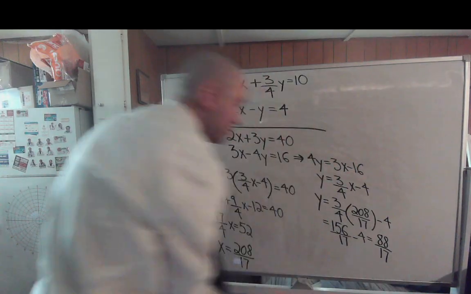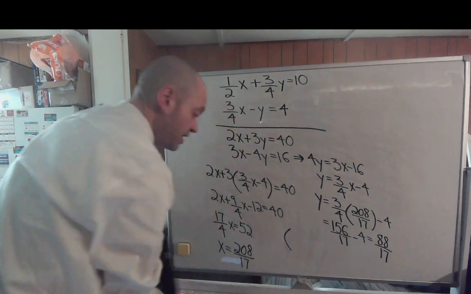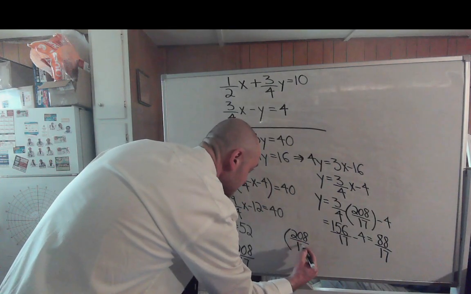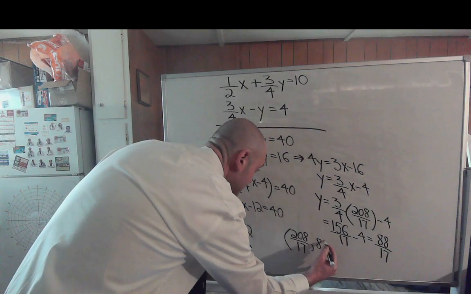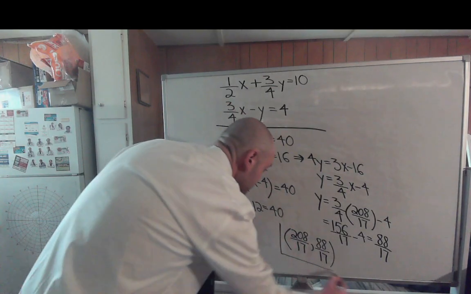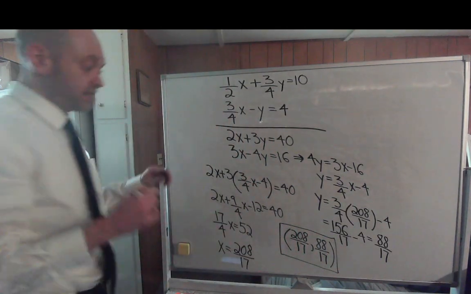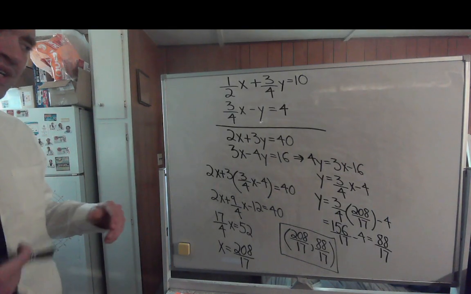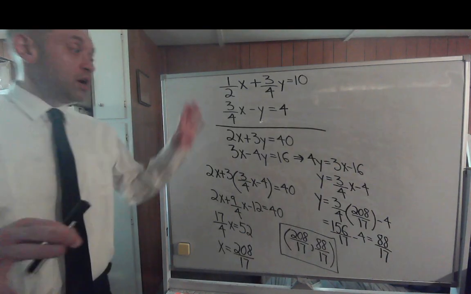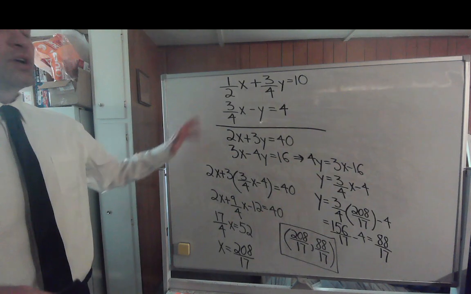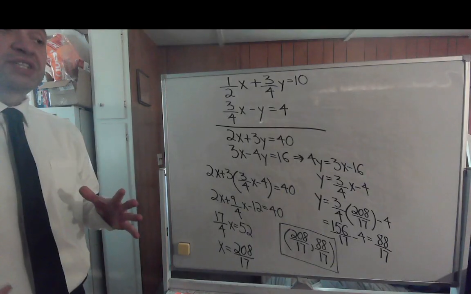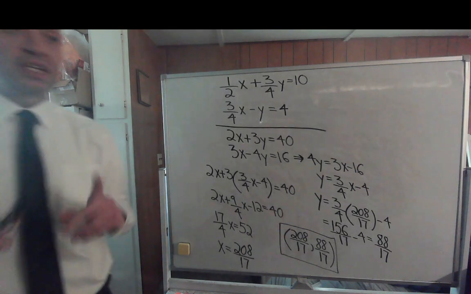So this one was a bit messy, but your ordered pair that's the solution is going to be 208/17 and then 88/17, where the two lines intersect. So this particular system was not quite as nice, but it's the solution. Alright, so we've dealt with all linear up to now. Now we're going to move into some nonlinear systems where it relies heavily on substitution.